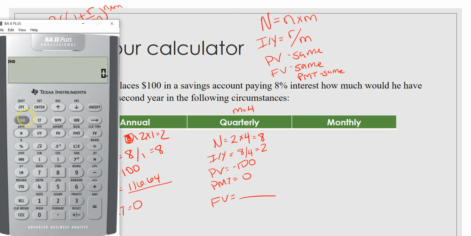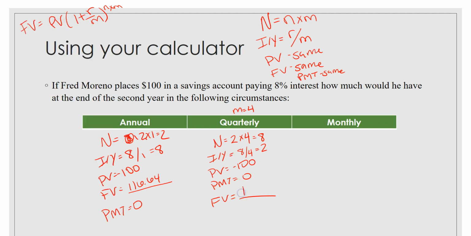Our payment is still 0, so let's solve for future value. So first I'm going to clear my time value of money. I have 8 periods, a 2% periodic rate. Put $100 into the account and nothing else. So compute the future value and we get 117.17.